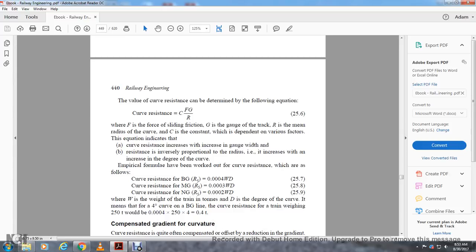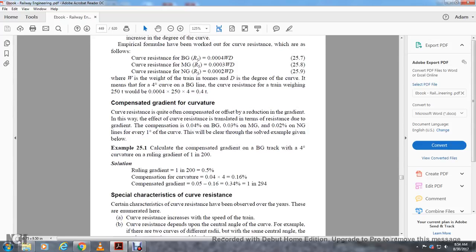Empirical formulas can be worked out for the curve resistance. The curve resistance for broad gauge is 4/10,000ths of WD, for meter gauge 3/10,000ths of WD, and for narrow gauge 2/10,000ths of WD, where W is the weight of the train and D is the degree of the curve. This means that for a 4-degree curve on broad gauge, the curve resistance of a train weighing 250 tons would be 4/10,000 times 250 times 4, or 0.4 tons.